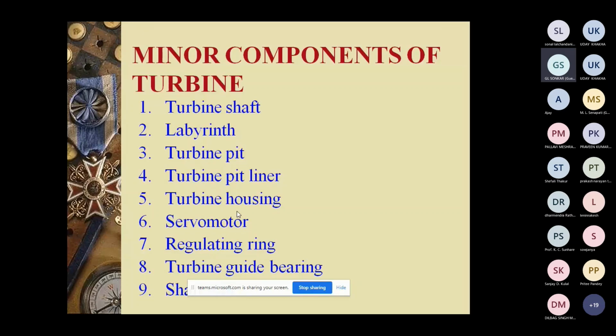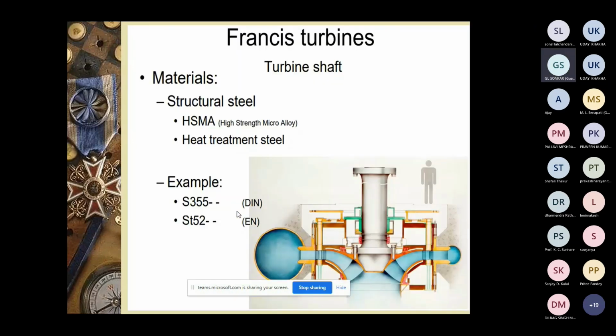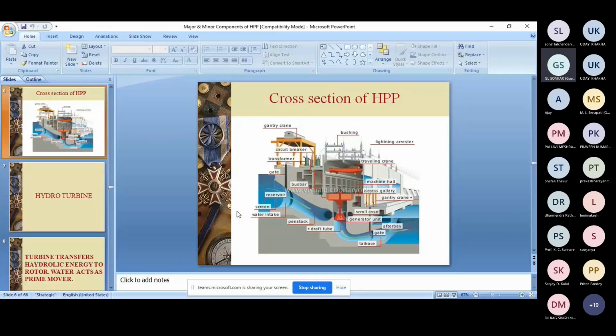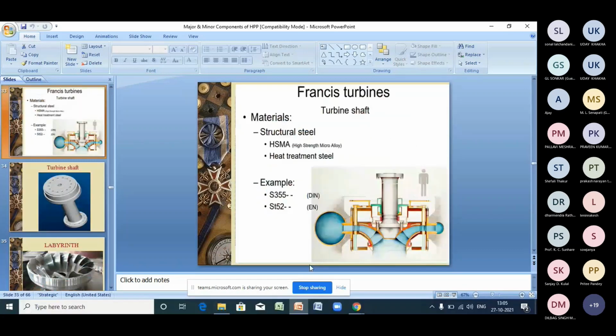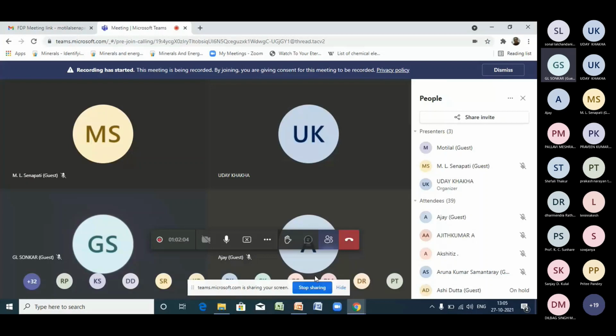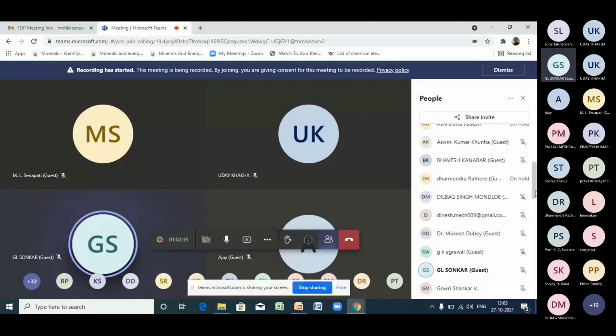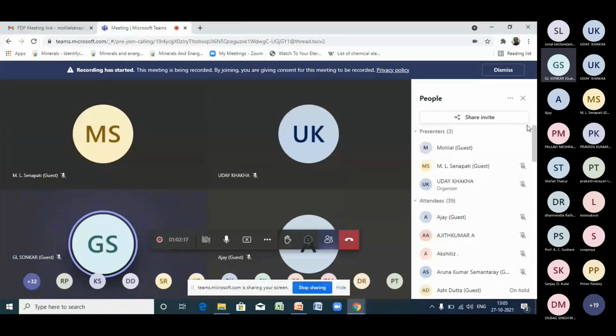Up to this slide, any questions you have? Anybody? Am I audible? Yes, sir, you are audible. You people getting me or not? Is it understandable or not? I did it fast. I should go a little slower. I need your feedback.